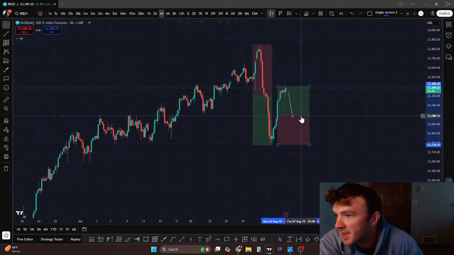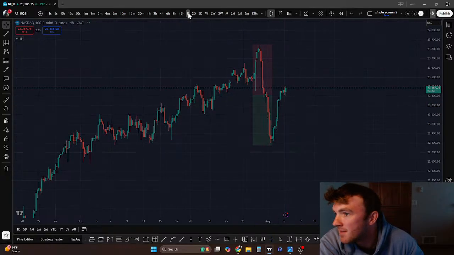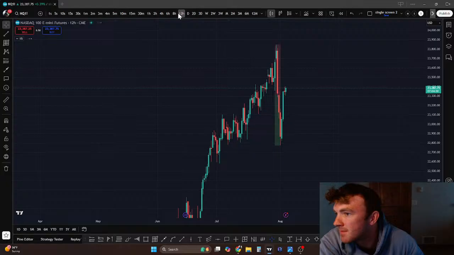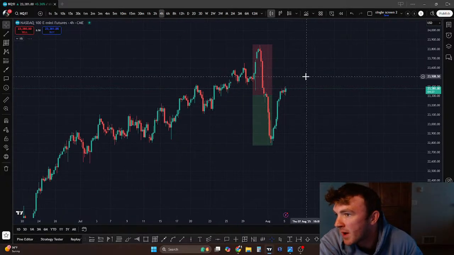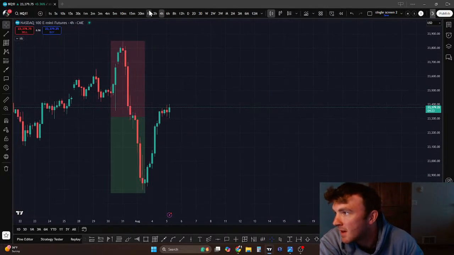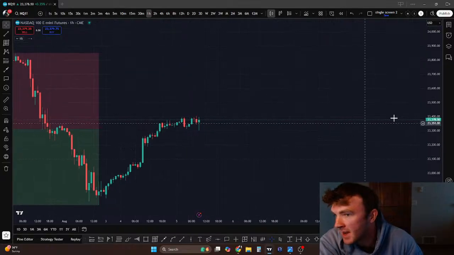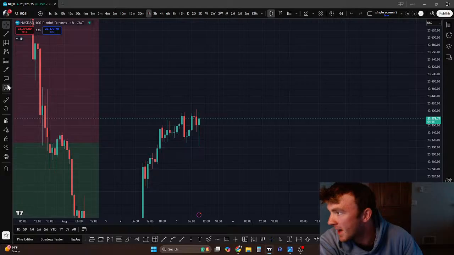Now, the thing about this is we might not. We did inverse this to the upside, so we might actually continue to the upside here. Kind of looks like it, to be honest. Looks more like a 4-hour inverse fair value gap. And then we had a 4-hour gap here, probably better looked at as a 1-hour gap. So 1-hour fair value gap.